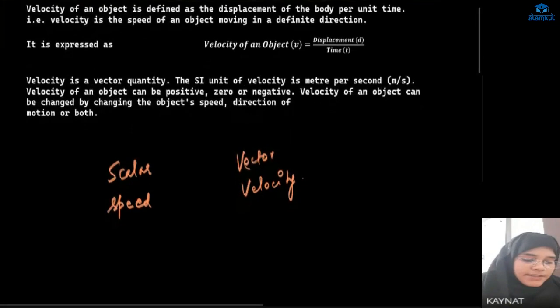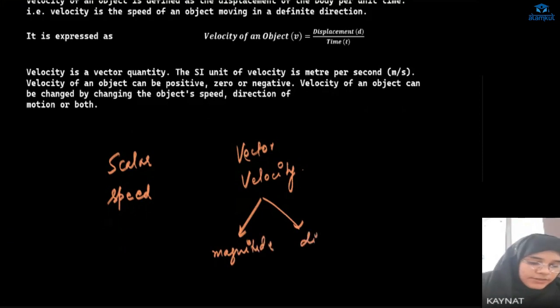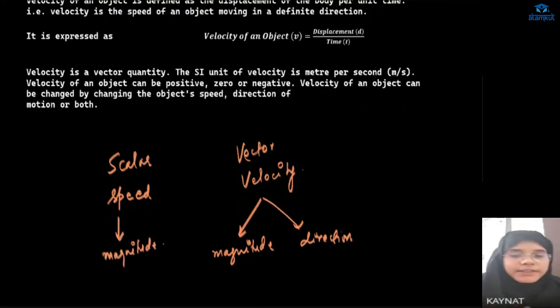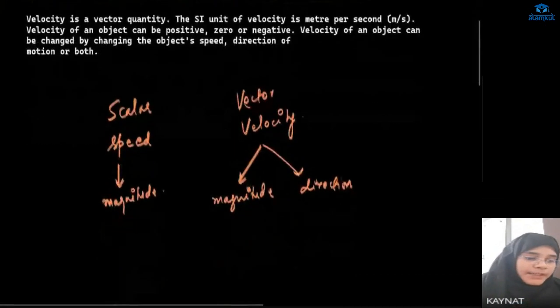Vector quantity means it has two things, that is magnitude as well as direction, right? But a scalar quantity has only one, that is magnitude. It deals nothing with the direction. It has no link with the direction. But a vector quantity has both magnitude and direction.